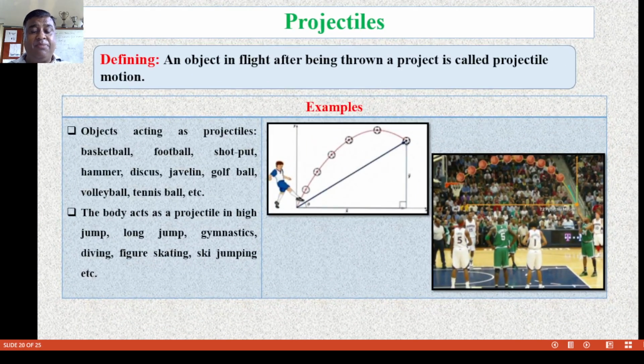Next is projectile, the last topic of the chapter. A projectile is any object that we throw into flight, and its movement after being thrown is called projectile motion. Examples of objects acting as projectiles are basketball, football, shot put, hammer throw, discus, javelin, golf ball, volleyball, tennis ball, etc. The body is also a projectile in high jump, long jump, gymnastics, diving, figure skating, ski jumping, and many other examples.